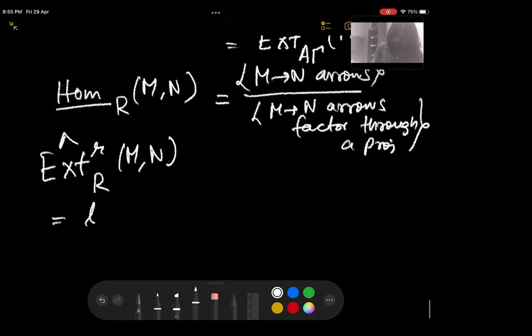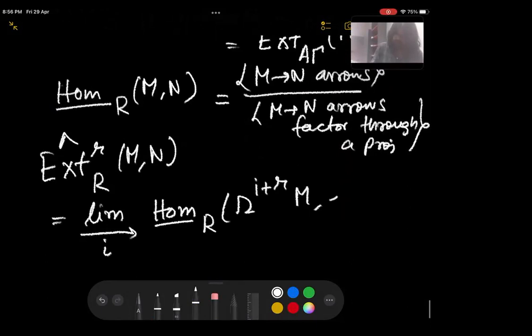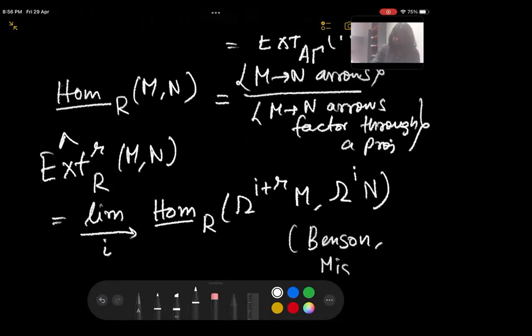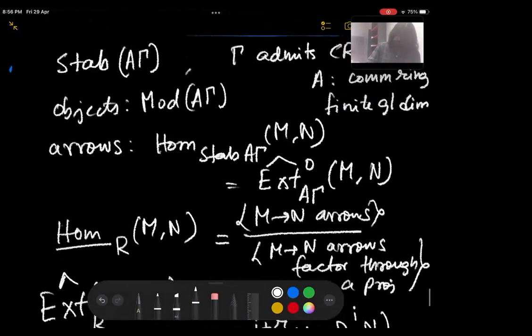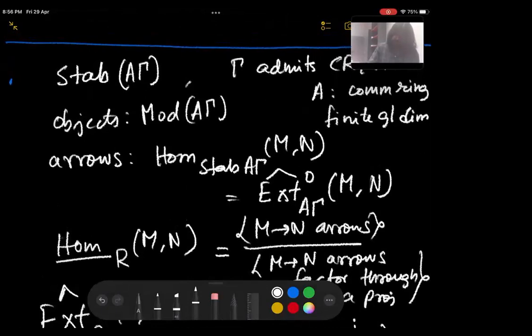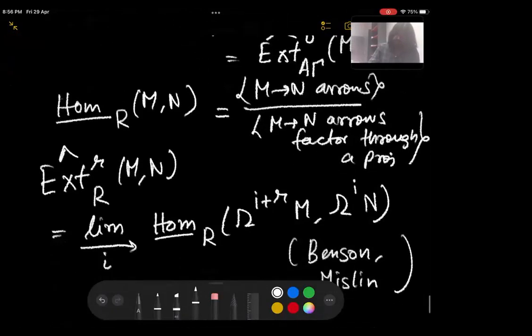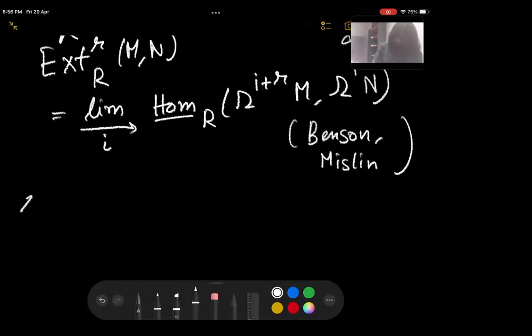It's defined in the following way. It's the limit over I of hat R, then I do syzygy I plus R. I'm sorry, I'm rushing it a bit. I want to say this is due to Benson, but this work also appears in Mislin's papers and some other people, Guido Mislin, that is. So now you see what I mean by X hat 0. So X hat R is given like this. So this is Big Stab, and Small Stab is something that I consider.